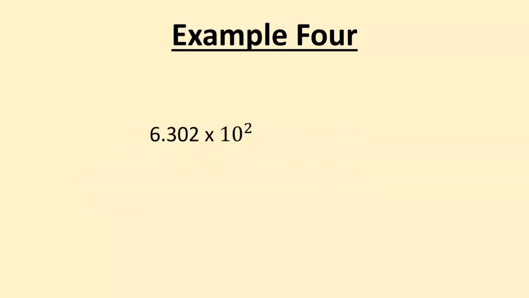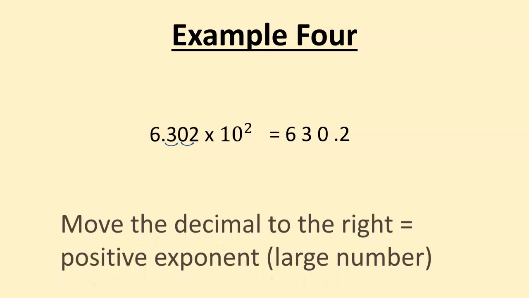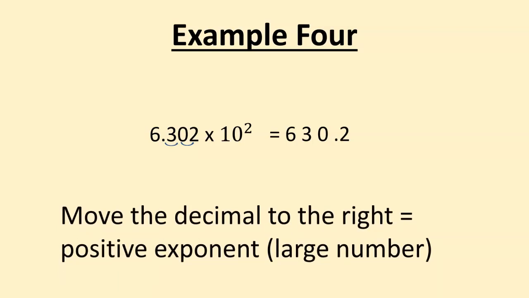So example number 4, we're going to do something a little bit different. Let's do it a little backwards from what we just did. 6.302 times 10 to the second. I'm going to take this decimal point and move it 2 spaces to the right, because this exponent tells me to move it 2 spaces to the right. And I end up with 630.2. I started with a positive exponent, so I know I'm going to move my decimal to the right, and I'm going to have a rather large number.